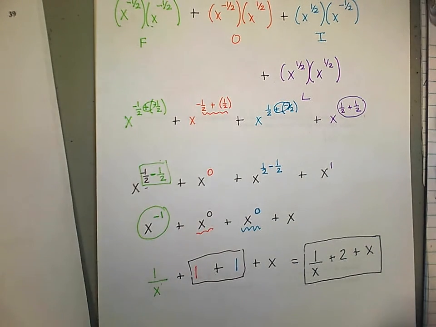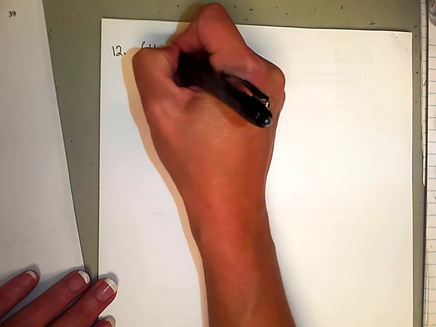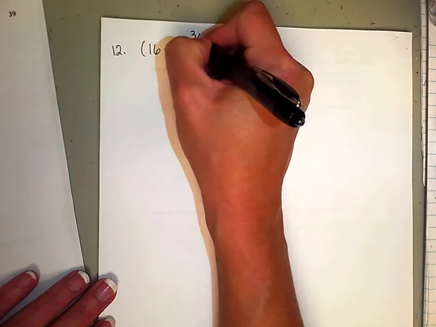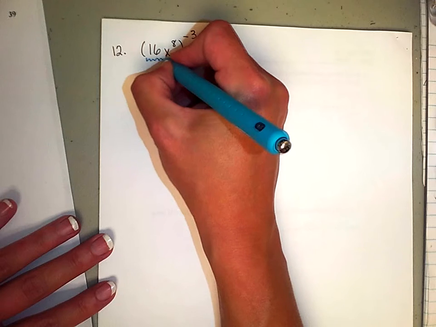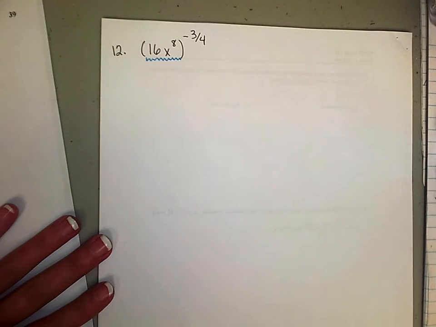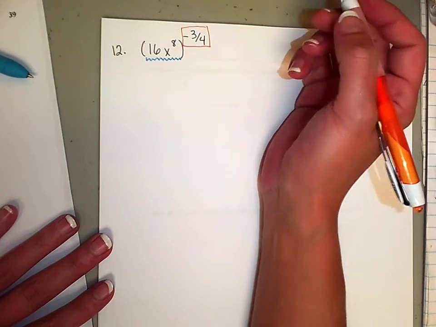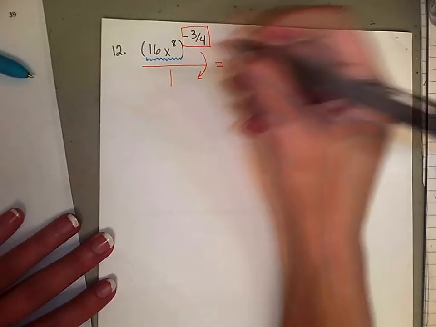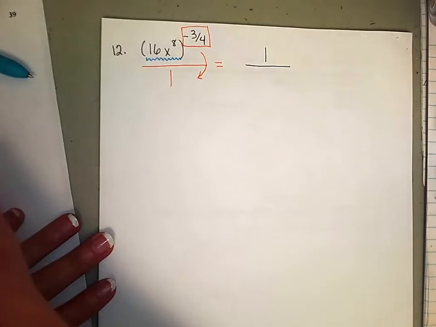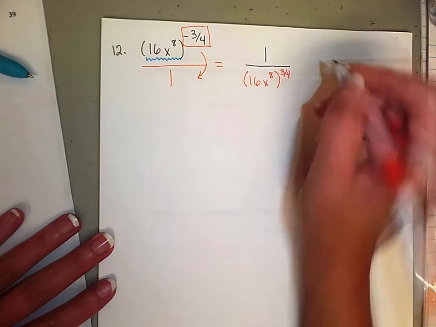Let's try a different one with number 12. Okay. With number 12, we have the quantity 16x to the 8th to the negative 3/4 power. Okay. In this case, our base is the entire 16x to the 8th. I still prefer to work with positive exponents, so that's what I will do first, because I can move this down. Remember, there will be a placeholder up top, and now the base, 16x to the 8th, comes to the 3/4 power.